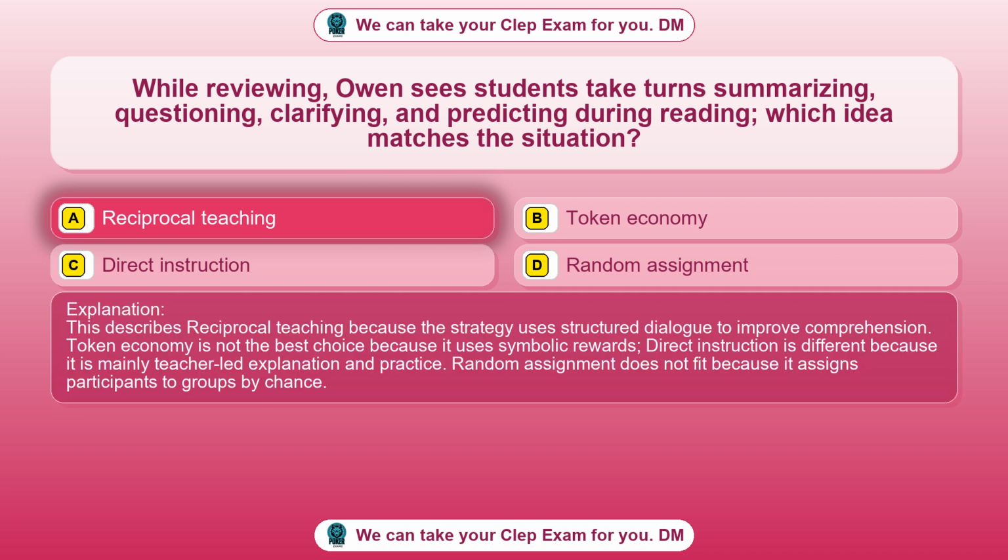This describes reciprocal teaching because the strategy uses structured dialogue to improve comprehension. Token economy is not the best choice because it uses symbolic rewards. Direct instruction is different because it is mainly teacher-led explanation and practice. Random assignment does not fit because it assigns participants to groups by chance.